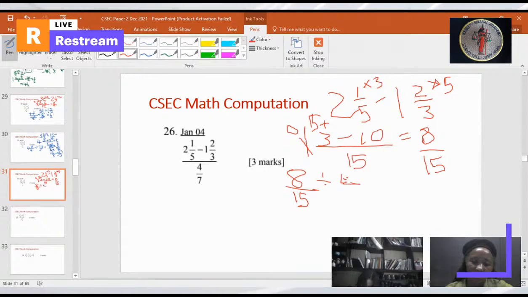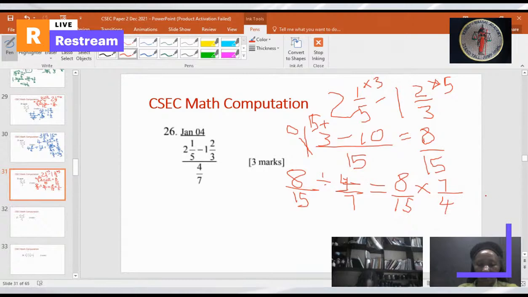Miss, we're then going to change the division to multiplication, so we're going to write the first one, 8 over 15, as it is. Change the division to multiplication, and then invert the 4 over 7, and that would be 7 over 4.